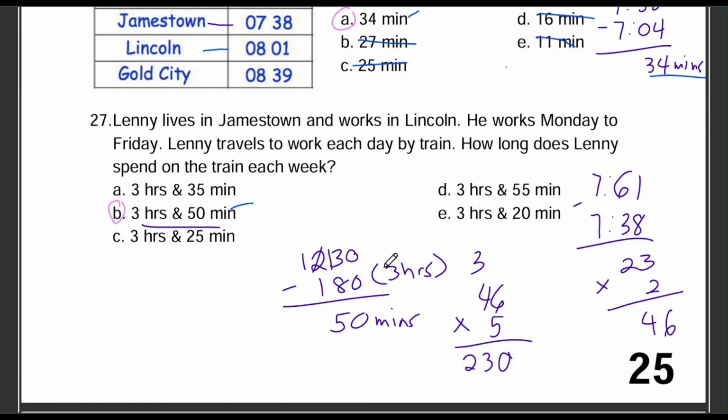Why not the others? A, 3 hours 35 minutes is too short. C, 3 hours 25 minutes is too short. D, 3 hours 55 minutes is too long. E, 3 hours 20 minutes is too short.